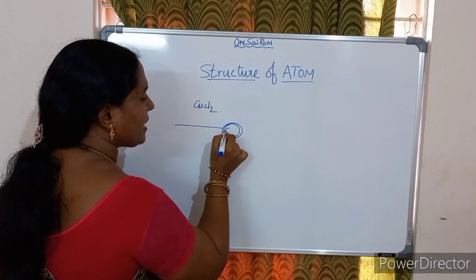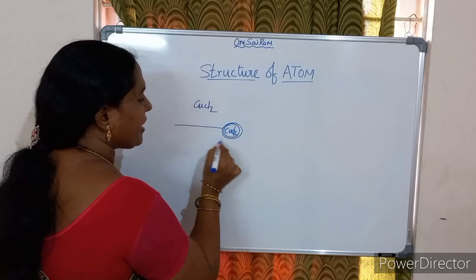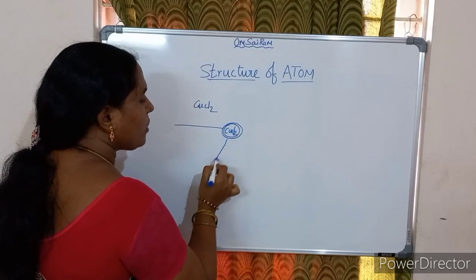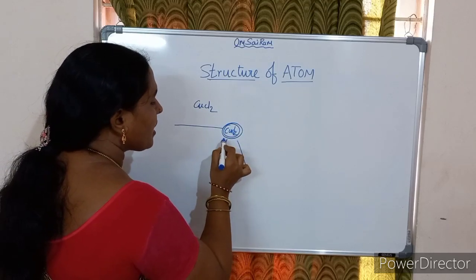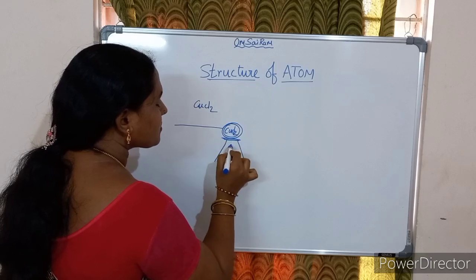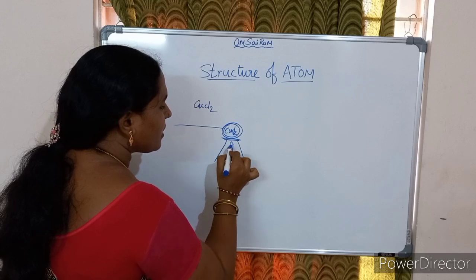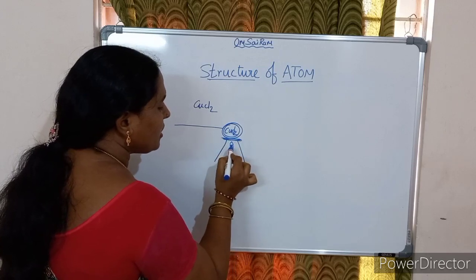Cupric chloride is taken on the platinum wire and it is kept on the non-luminous flame. Means the flame should have, it is not directly placed on the luminous flame.